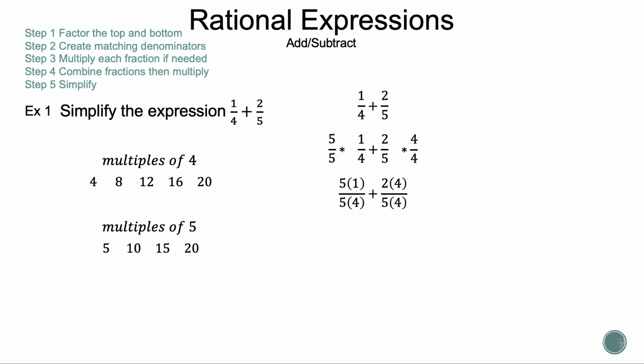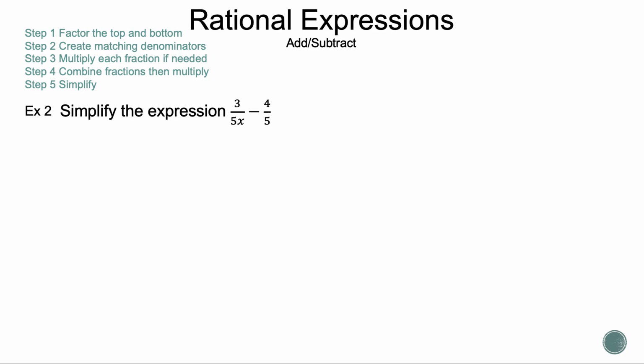Now, let's get rid of these multiplication signs and smash our terms together. Since we have 5 times 4 in the denominator for both fractions, we can combine them. So now we have 5 times 1 plus 2 times 4 over 5 times 4. Since we have just one fraction, let's multiply. 5 times 1 is 5, 2 times 4 is 8, and 5 times 4 is 20. So now we have 5 plus 8 over 20, and 5 plus 8 is 13. So now we have 13 over 20. That is example 1. Let's move on to example 2.